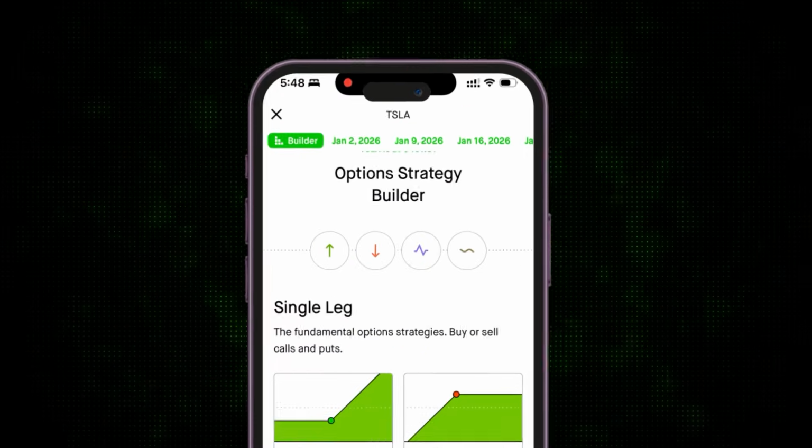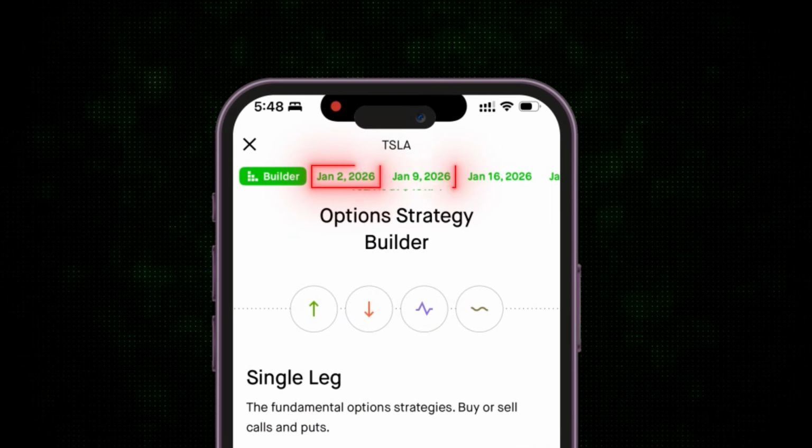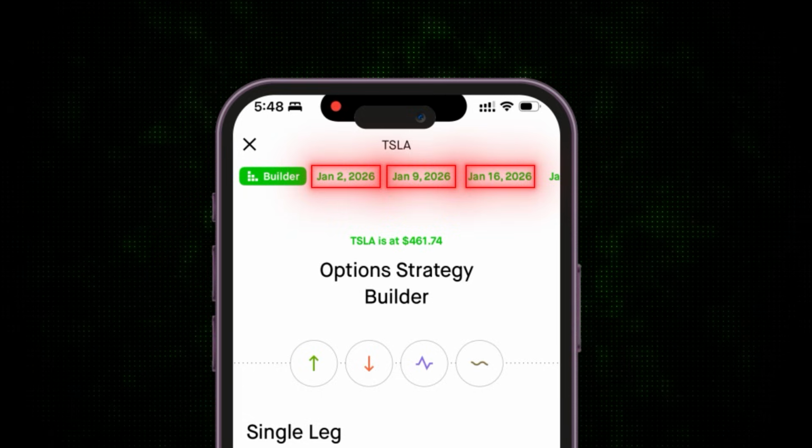If you click on trade, and then trade options, the first thing you have to do is choose an expiration date, a date at which your option contract is going to expire. This is a bet that is like a ticking time bomb, where it's either going to blow up in your face and you're going to lose the whole amount you have invested, or you're going to make a ton of money.